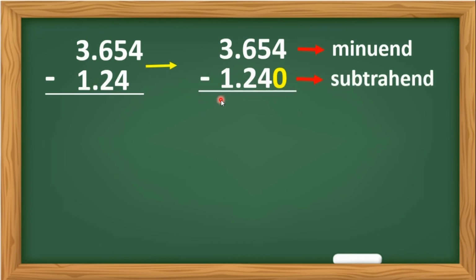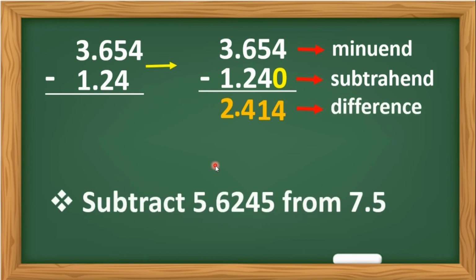And then we have to subtract. 4 minus 0 is 4. 5 minus 4 is 1. 6 minus 2 is 4. And 3 minus 1 is 2. And then put a decimal point aligned from the minuend and subtrahend to the difference.